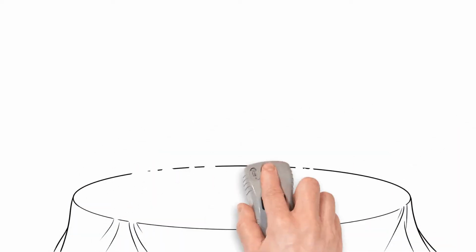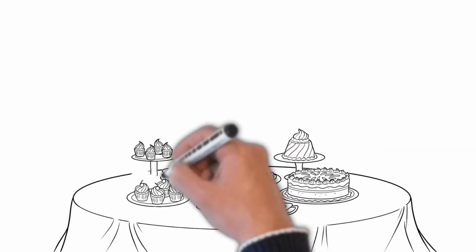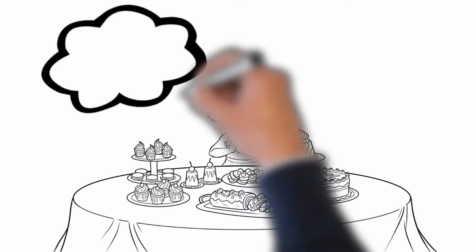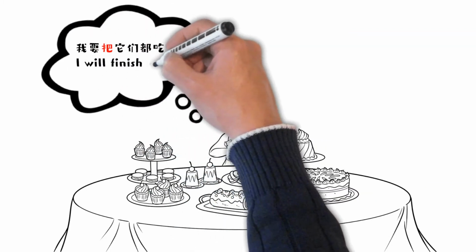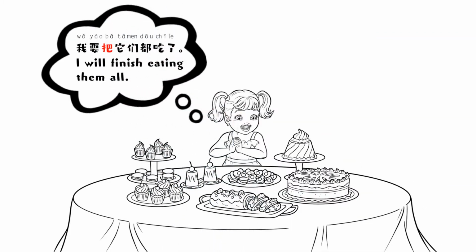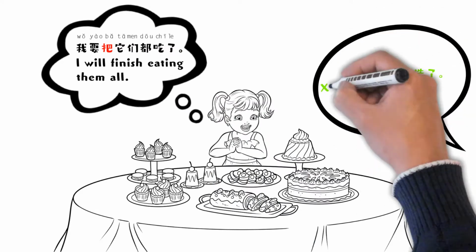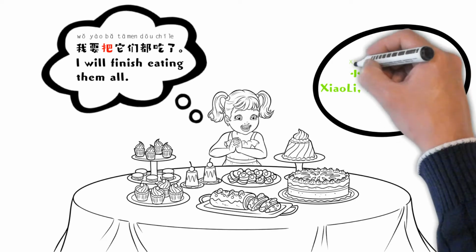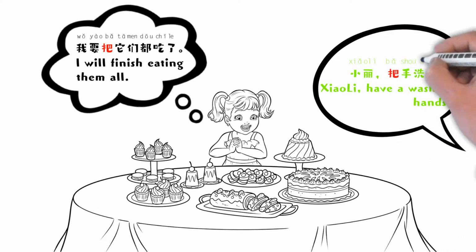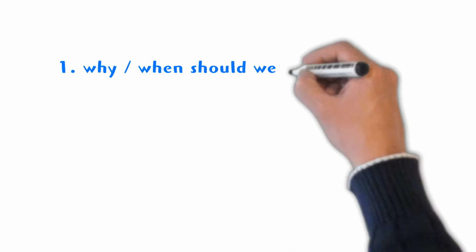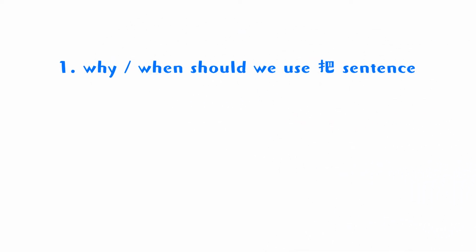Xiaoli's mother prepared many nice cakes today. Xiaoli thought to herself, 我要把它们都吃了。But before that, her mother said, 小丽，把手洗了。In this video, we talk about 把. 1. Why or when should we use 把 sentence?